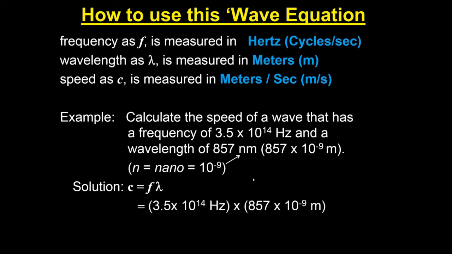What we get is 3 times 10 to the 8. That's probably not exactly what your calculator is showing, but round it a little bit, and you get 3 times 10 to the 8 meters per second. And that is, lo and behold, the speed of light.